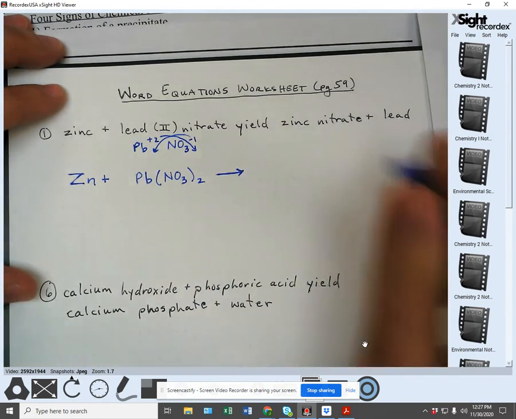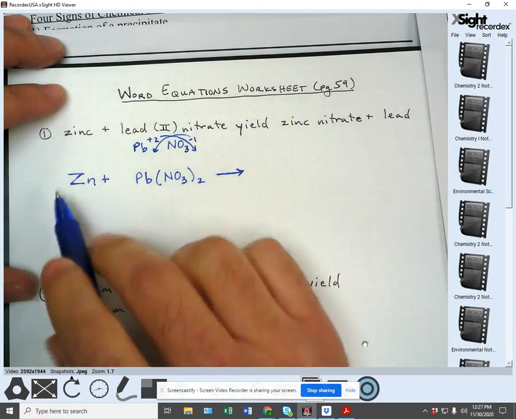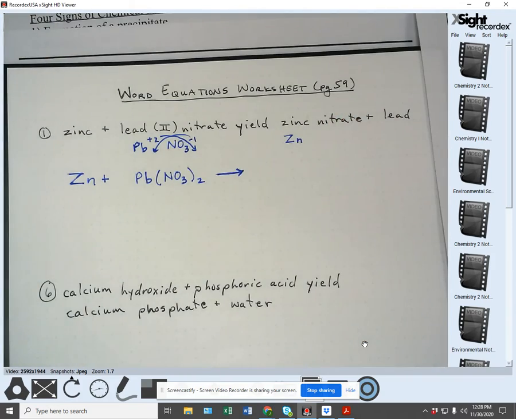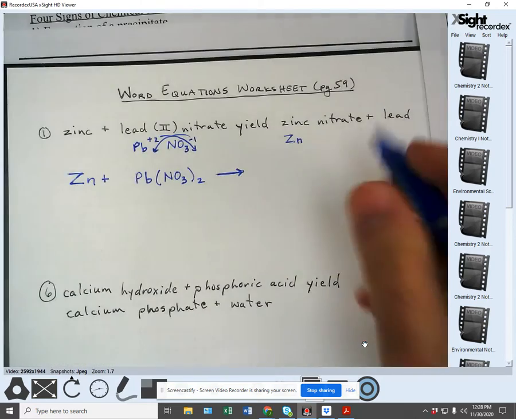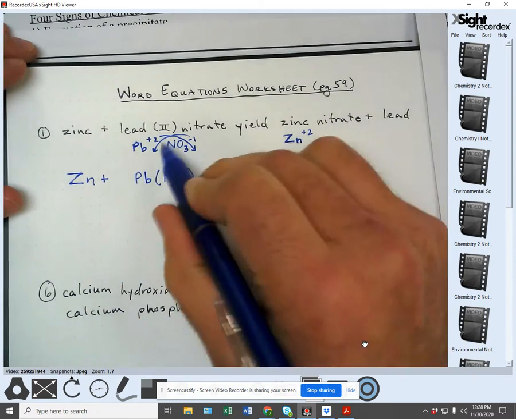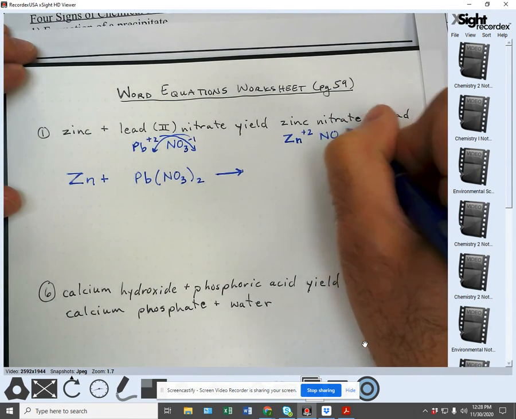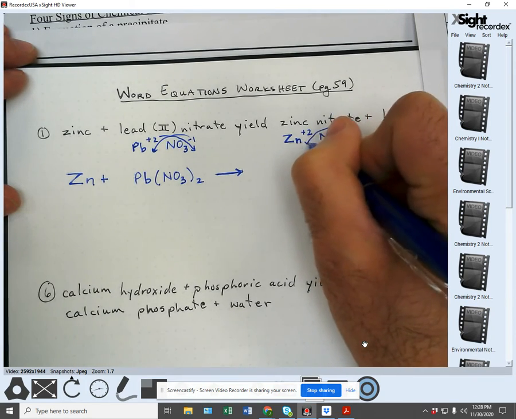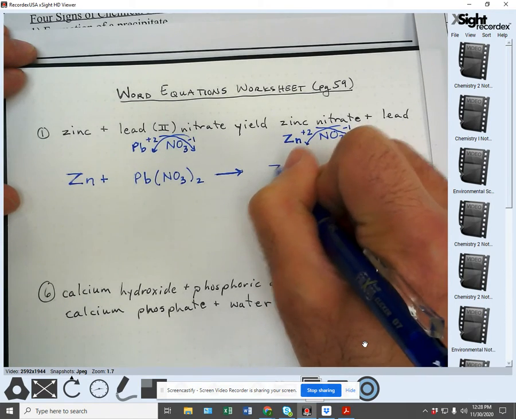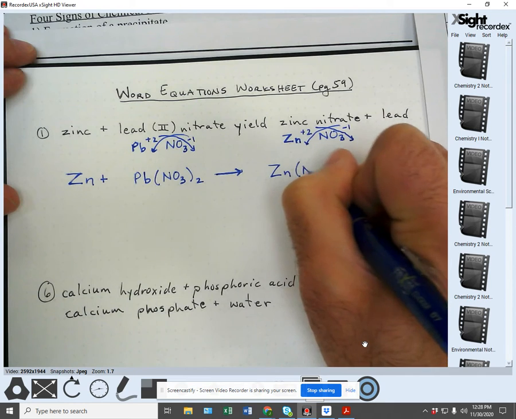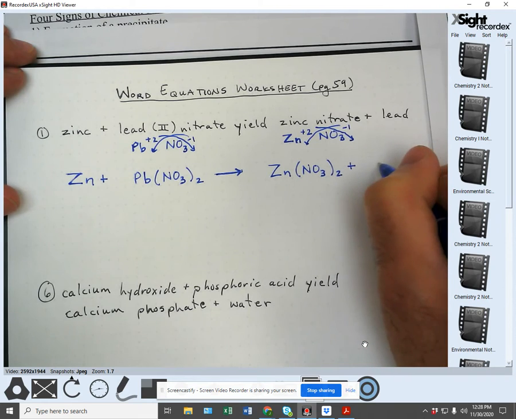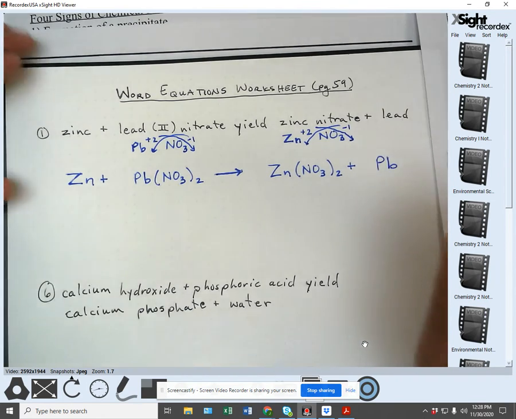Yields zinc nitrate. So we're going to do the same thing we did over here. Zinc, Zn, our periodic table tells us that zinc is a +2. Nitrate, we already know, NO3 -1. We cross down, and leaving some space for coefficients for balancing, we get Zn(NO3)2 plus lead, Pb. Okay?